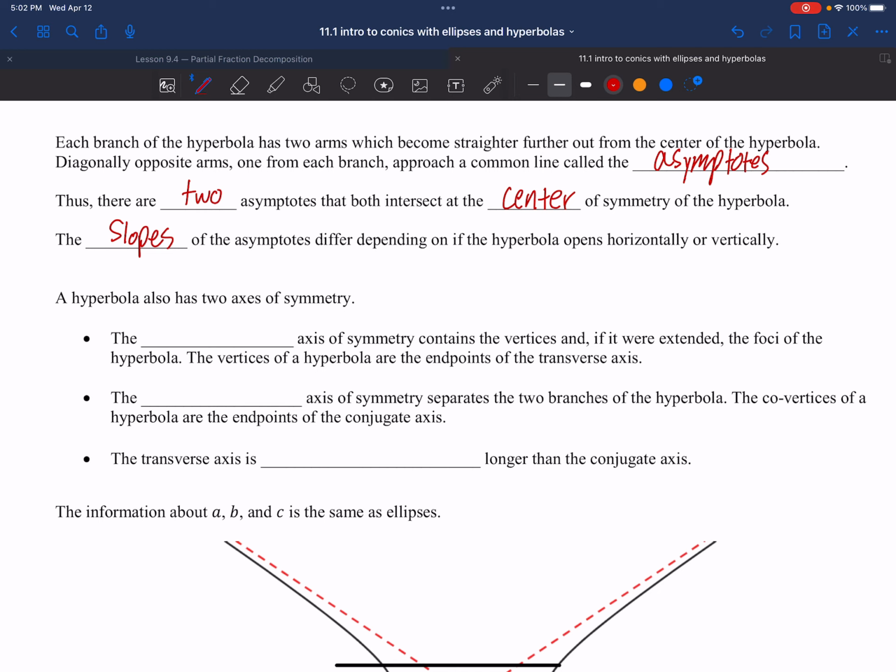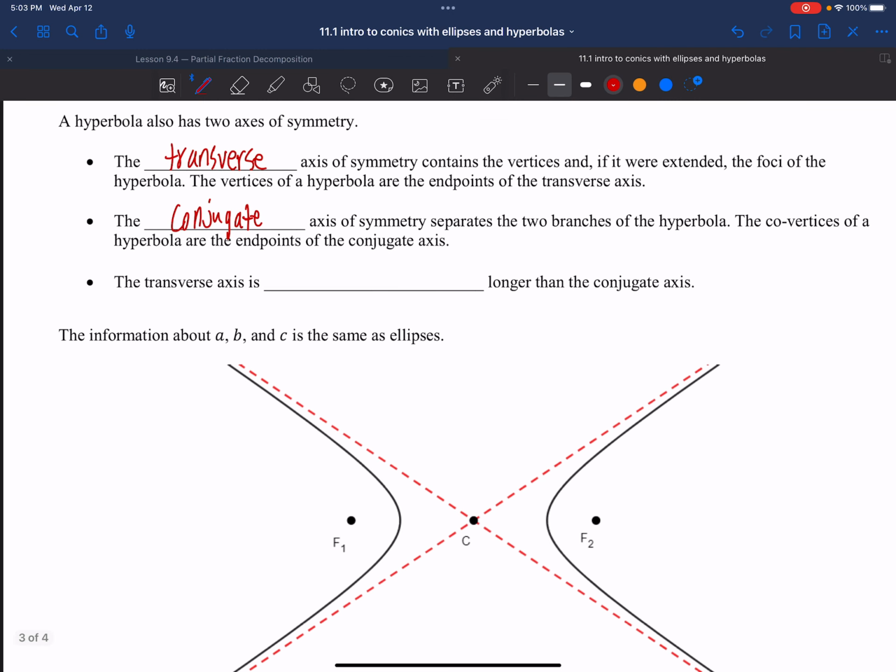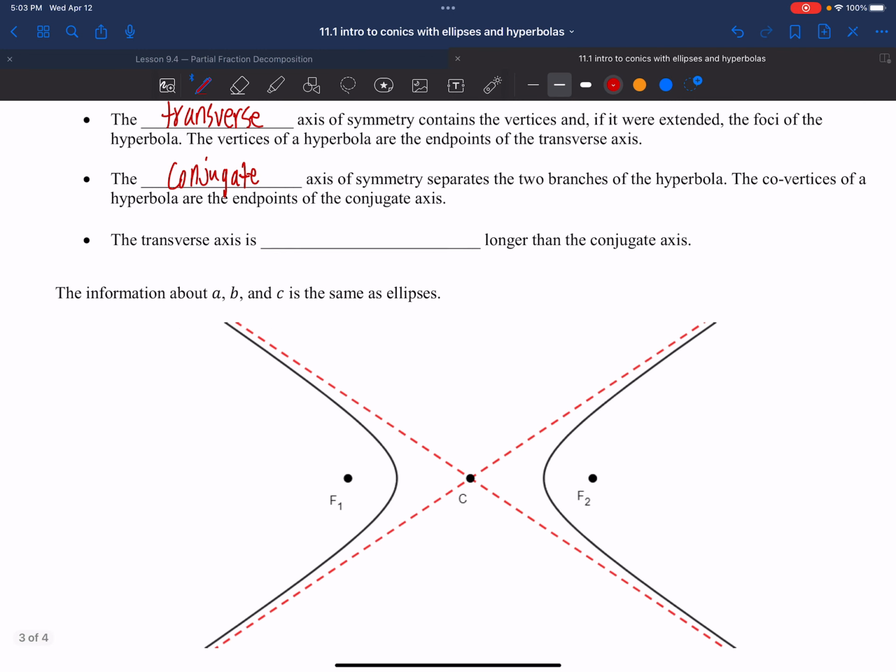kind of like how the ellipse has a major axis and a minor axis. The hyperbola has what's known as a transverse axis and a conjugate axis. So that's what goes in those blanks there. Now, the transverse axis of symmetry is kind of like the major axis of an ellipse. It's the one that has the vertices and the foci, all right? The conjugate axis is the one that separates these two branches, and it has the co-vertices, all right?